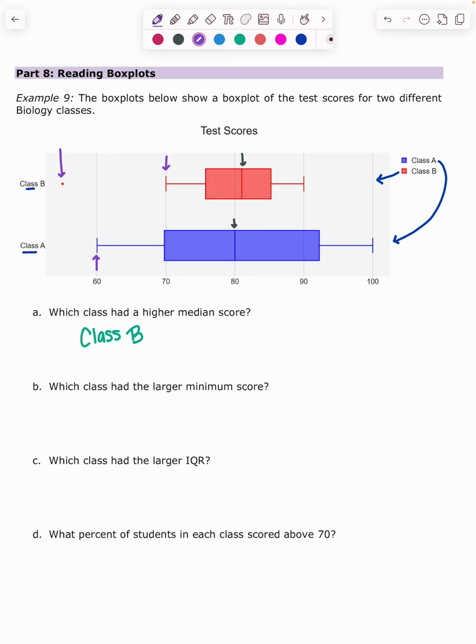So because of that outlier for the minimum, this means that class A has the larger minimum.